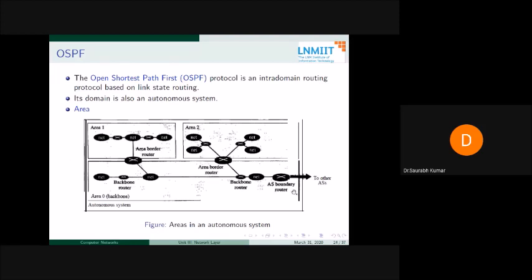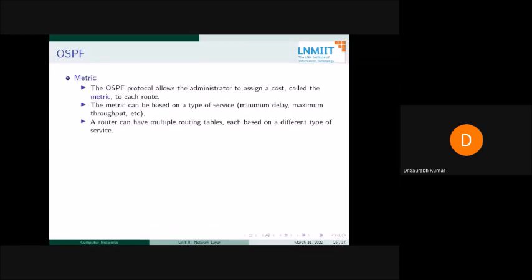Next, the AS boundary router is there. One autonomous system can also be connected to other autonomous systems, but for that again a specialized router is there, which is known as the AS boundary router, the autonomous system boundary router. Okay, with this we go towards the main important part, that is the metric.